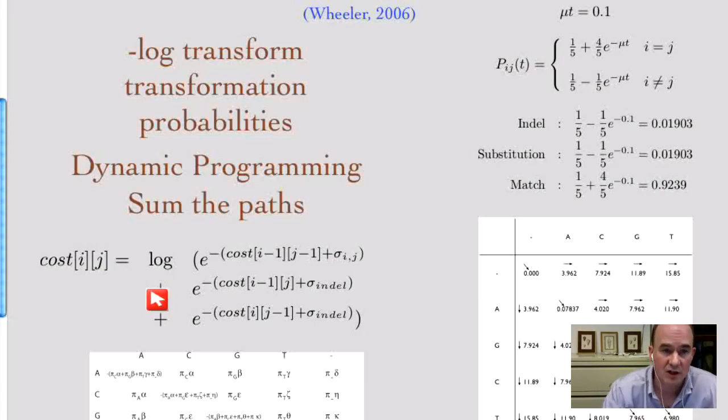So the recursion relationship, instead of choosing the minimum of the paths to get to that cell, so the diagonal path, which denotes a match or mismatch between elements, to an insertion deletion. Now, for a regular string alignment, we took the minimum of that. In this case, we would take the sum to get the overall probability of that statement.